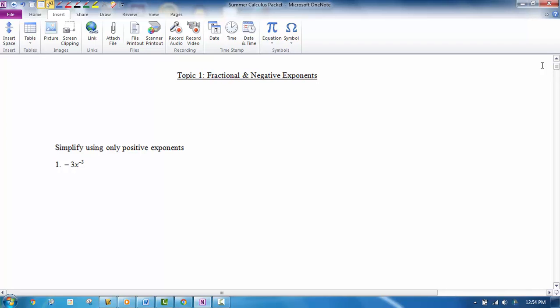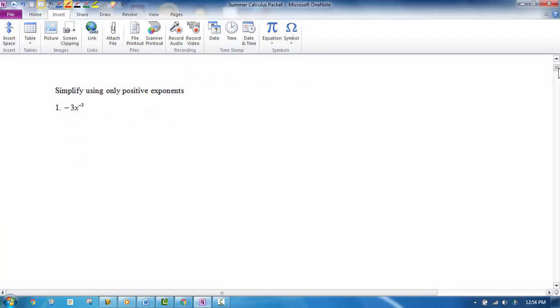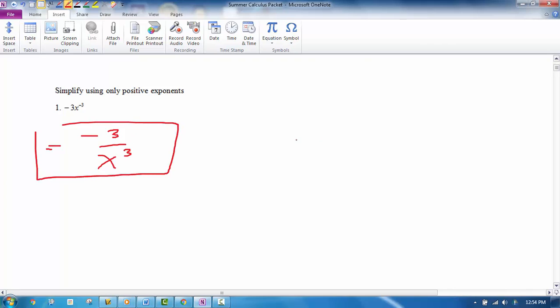But the first topic is on fractional and negative exponents. So the first problem here, I'm just going to do a couple problems from each section, one or two depending. And hopefully that helps enough to get you going. But the first problem wants to simplify using positive exponents. So what we can do is put this over and make it x cubed, because we know that if you change the sign on an exponent, then you flip it from the numerator to denominator or vice versa. So this thing really quickly just simplifies into this rational expression right here.